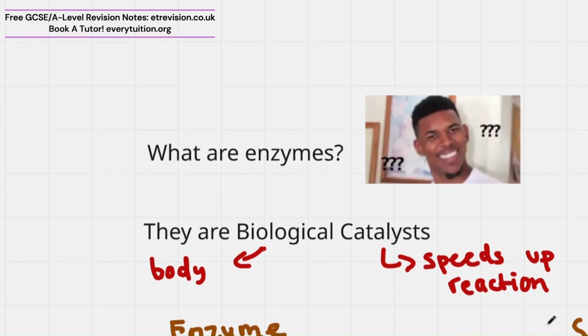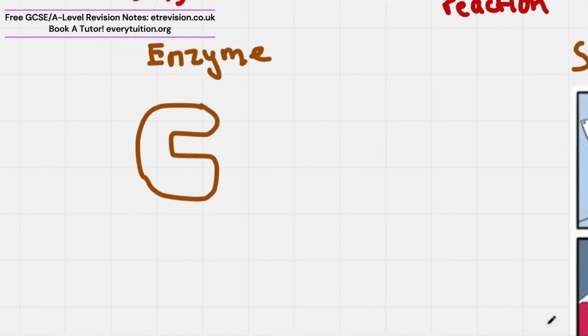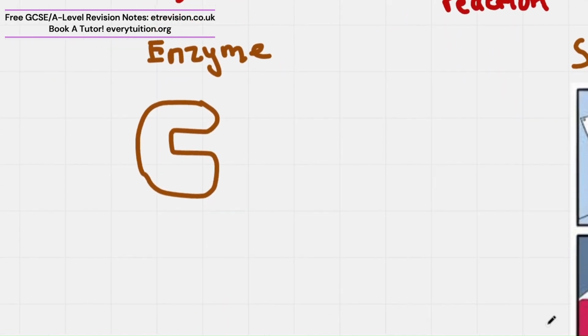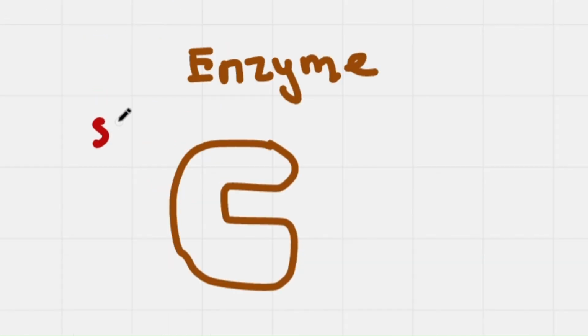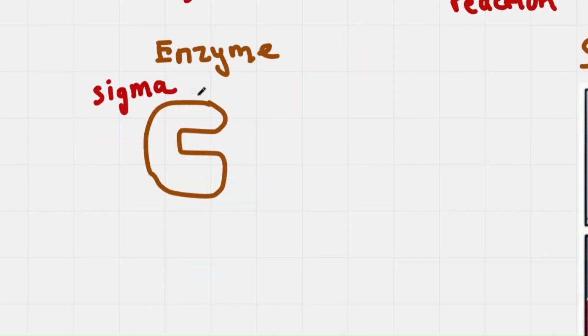Now, over here we have an enzyme. We'll call it the sigma enzyme. This enzyme has a little gap inside the middle. This gap is called the active site. Now, something actually fits into the active site, and that's called a substrate.